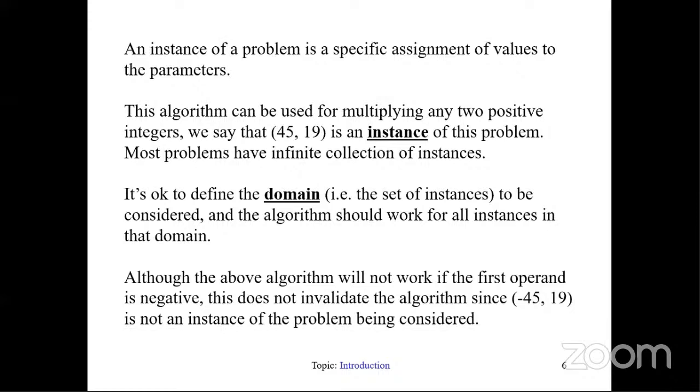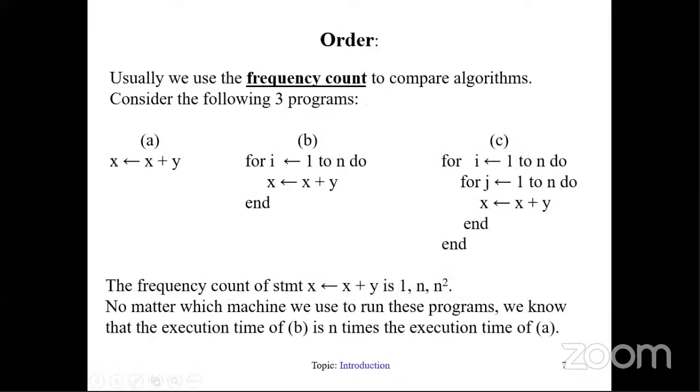So now the above algorithm will not work if the first operand is negative, because we said that we are talking about positive integers. This does not invalidate the algorithm, because minus 45 and 19 is not an instance of the problem to be considered. If you look at the problem that we mentioned earlier, we said the integers are positive. Going further, we look at the order.